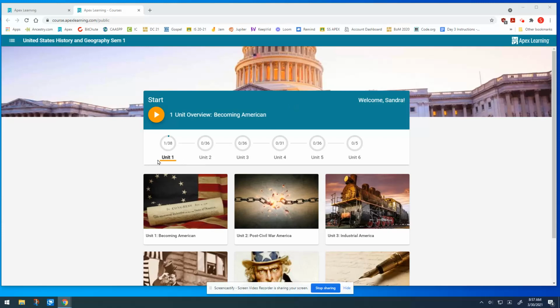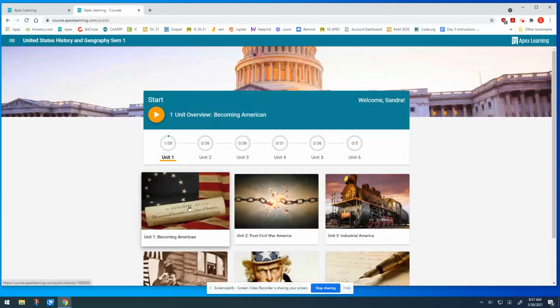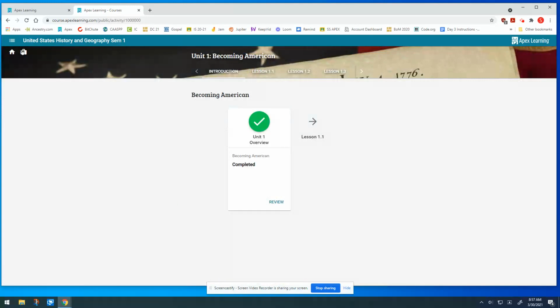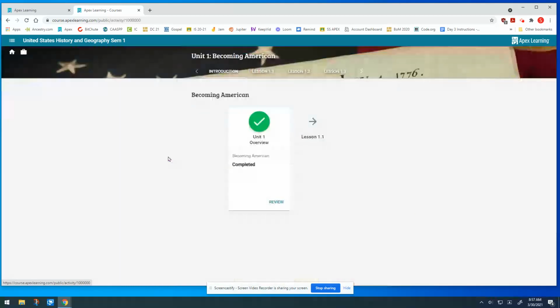To begin, we are going to start with Unit 1. If you will see here, there are 38 activities or assignments in this particular unit. I can click on Unit 1 here and get started. And if I want to go back home, I just click on the Home button. I can also click on this picture, which is also Unit 1, and get started. And again, I can always use the Home button to go back home. So we're going to go ahead and begin with Unit 1, and I'm going to click right here.